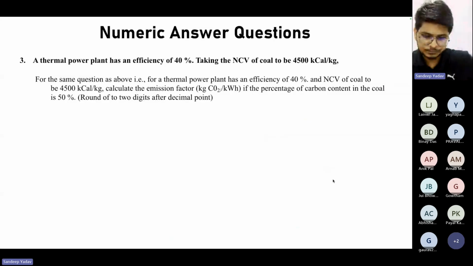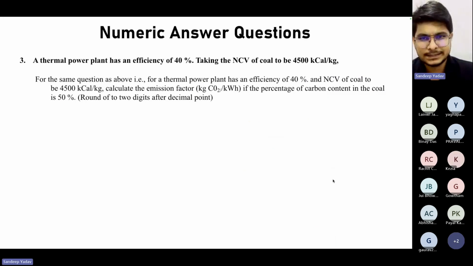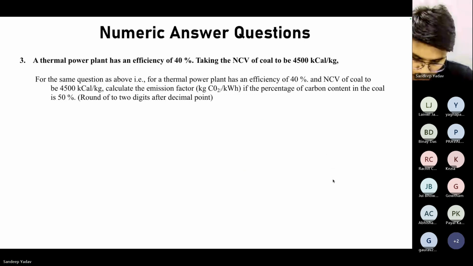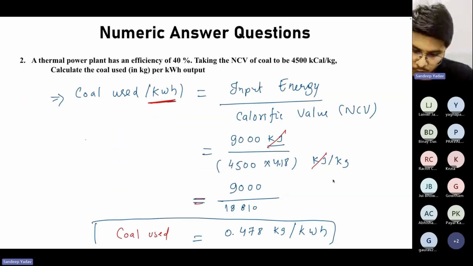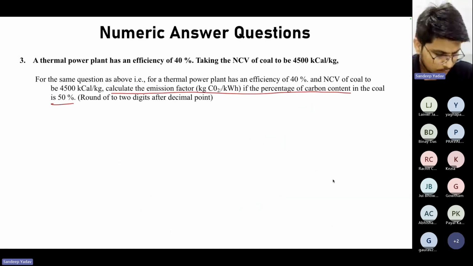Now moving ahead, in the same question for the thermal power plant, with efficiency of 40%, calculate the emission factor. In addition to the amount of coal being used, we want to calculate the emission factor, given that the percentage of carbon content in the coal is 50%. So now let's do this.